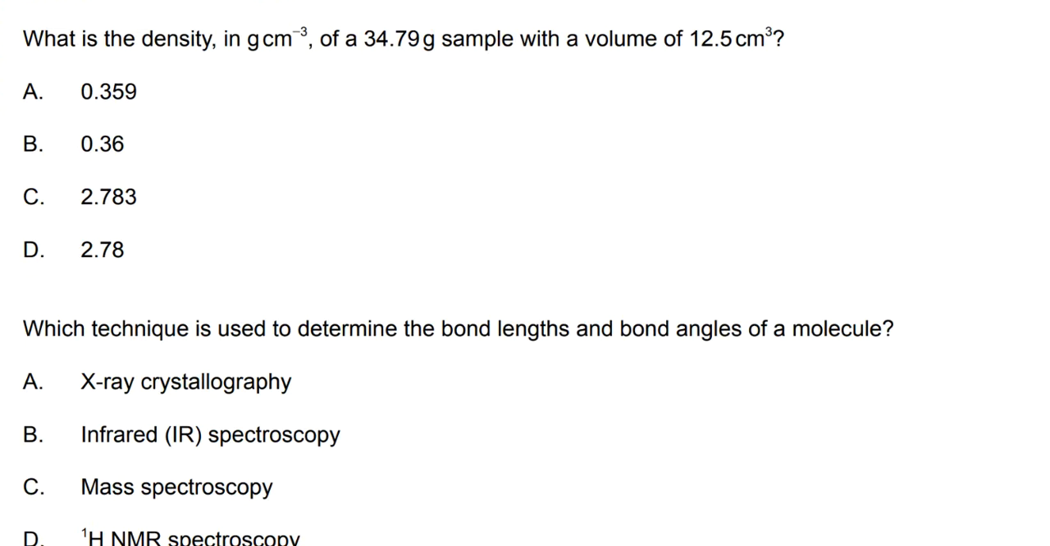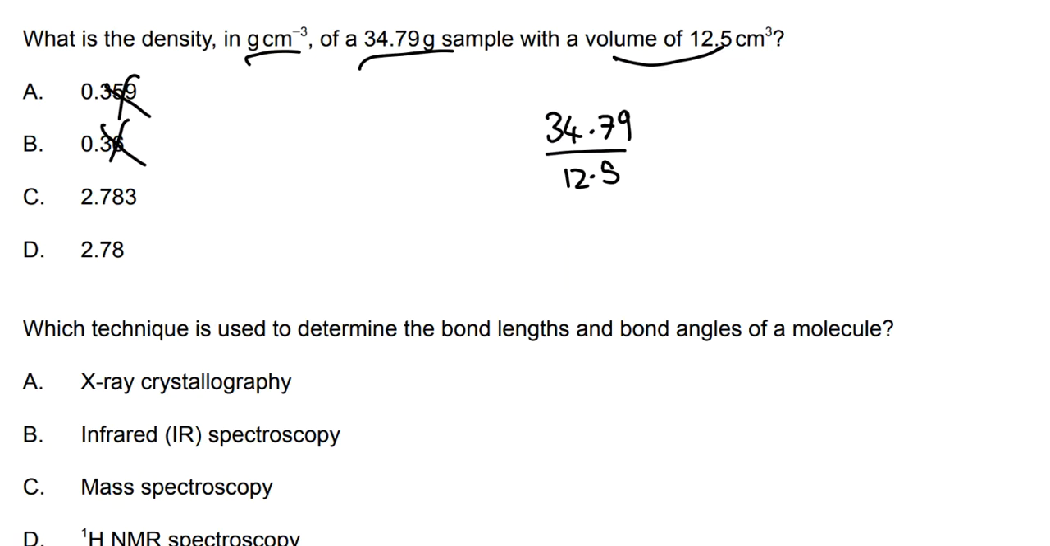What is the density in grams per cubic decimeter of a 34-gram sample with a volume of that? Well, in grams per cubic decimeter, we just got to divide the number of grams by this number. So we have 34.79 divided by 12.5. That's going to be bigger than 1, so we can eliminate these options. And these answers seem to be the same, but we've got to think about the number of sig figs.